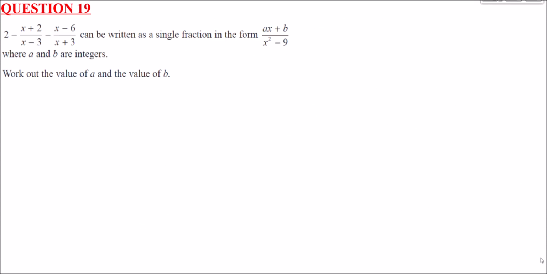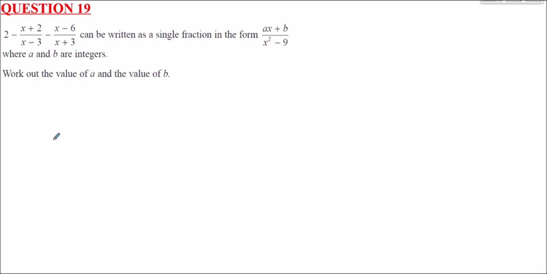Question 19, the dreaded algebraic fractions again. So we need to show that this awful looking fraction mix can be written as a single fraction in this form, ax plus b over x squared minus 9, where a and b are integers. Work out the value of a and the value of b. So weirdly, you don't actually have to do the fraction, although essentially I suppose you do, to work out what a and b are in this expression ax plus b.